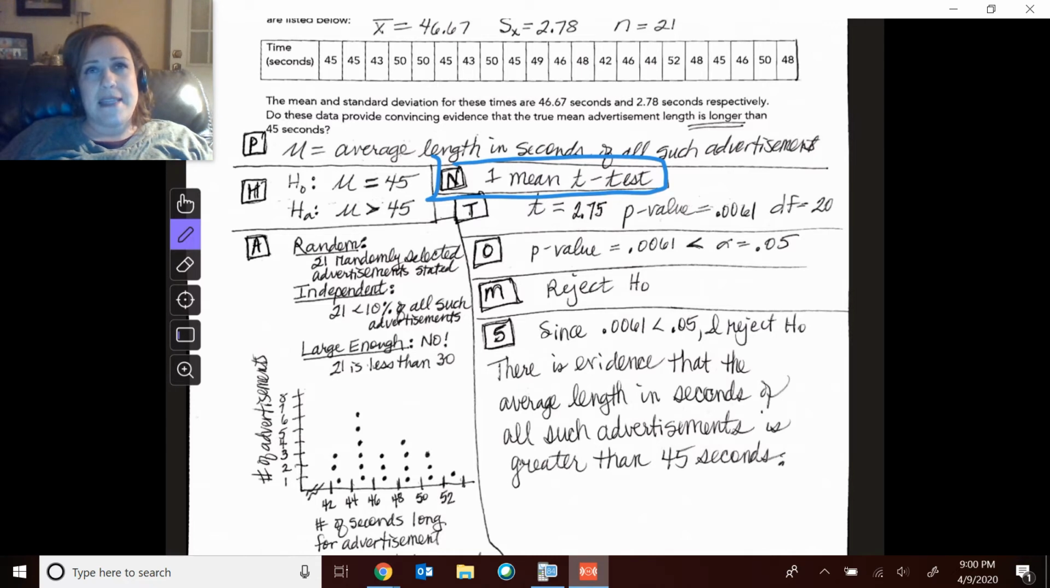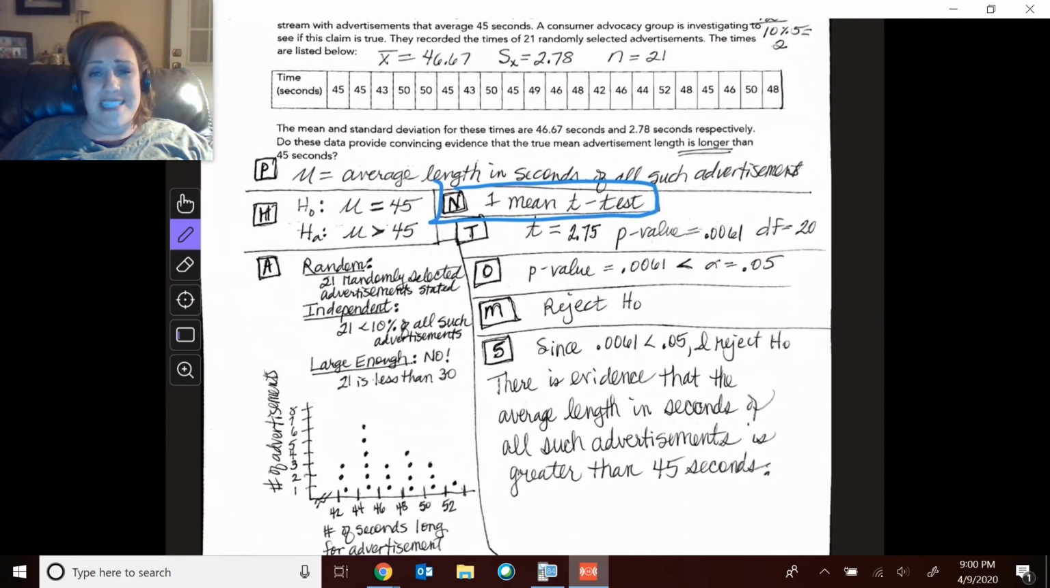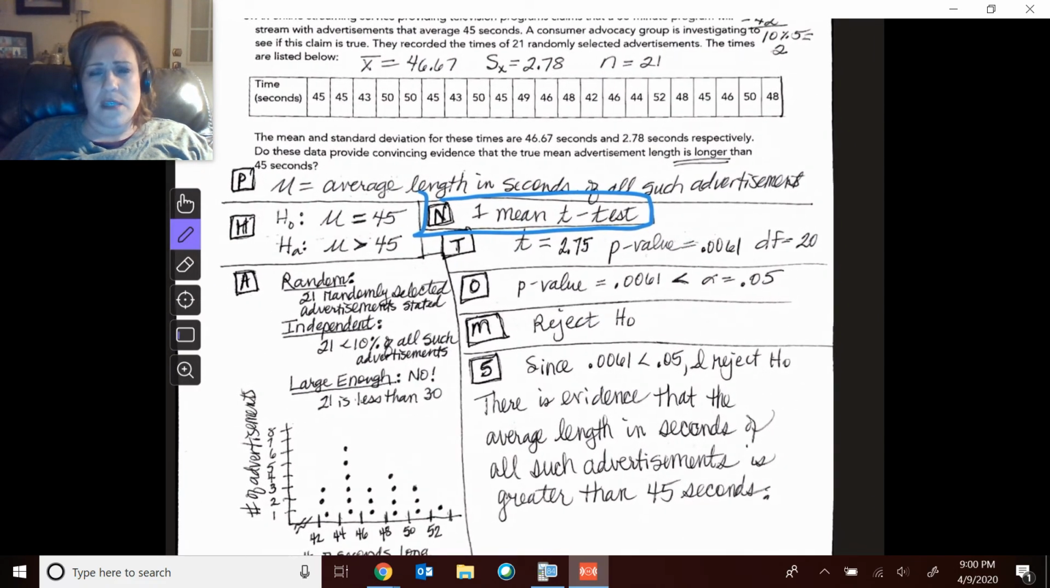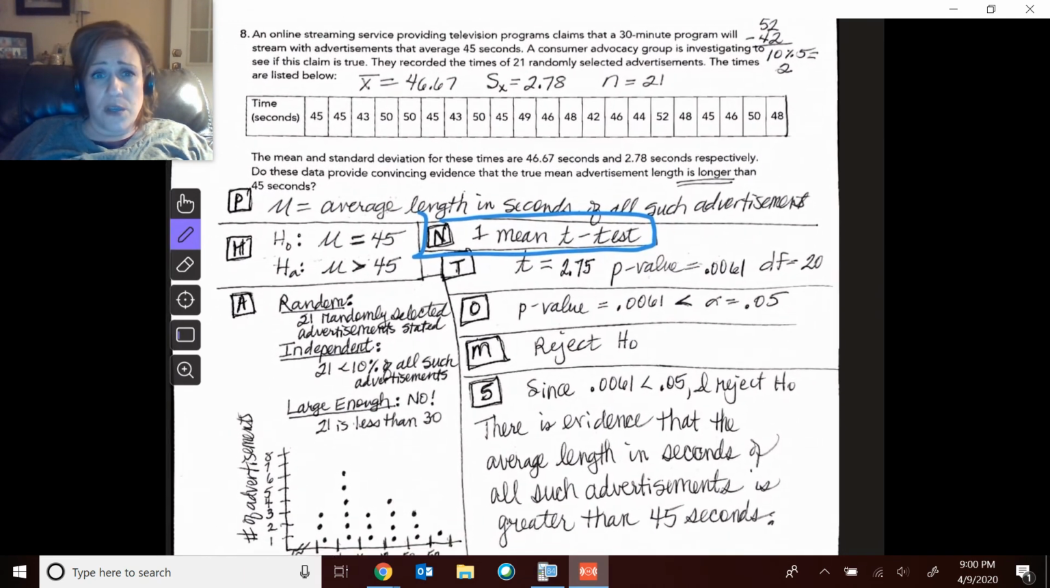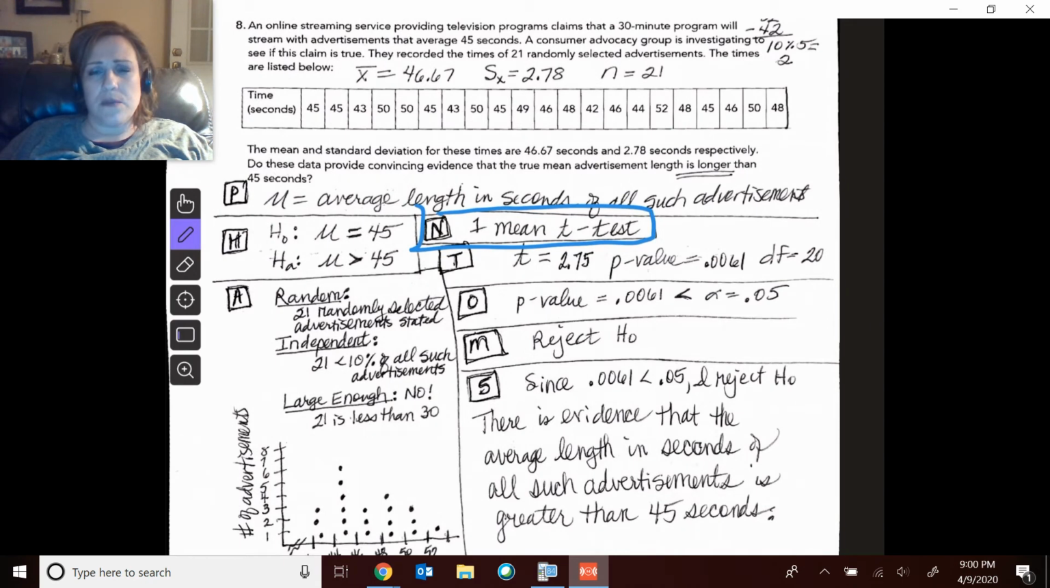More so because at this point in the game, I need you to understand the math and recognize, for example, the interval formulas and so on and so forth. But the issue arises when I just don't want you to make a careless mathematical error. So sometimes we can just go ahead and put it in our calculator to be more accurate, okay? This is the average length in seconds of all such advertisements. I guess I should probably have put of 30-minute programs, or all such 30-minute programs, okay?